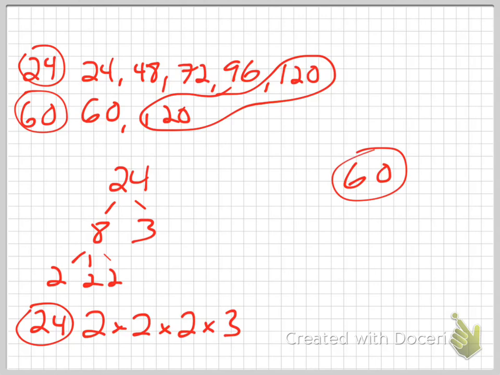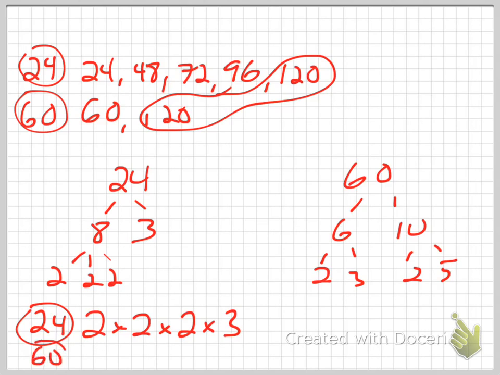60 is 6 and 10, 2 and 3, 2 and 5. Okay, so 60 is 2 times 2 times 3 times 5.